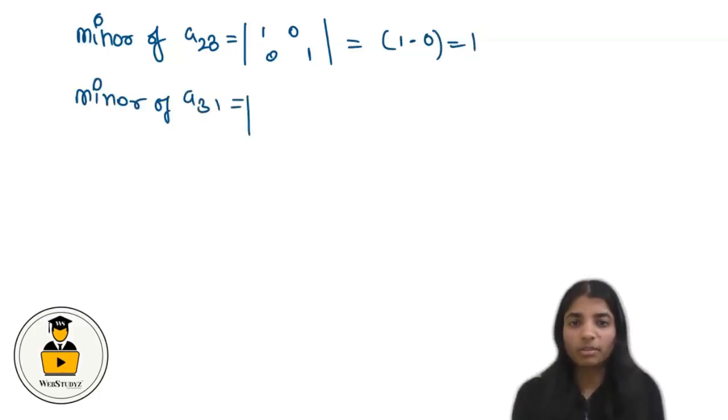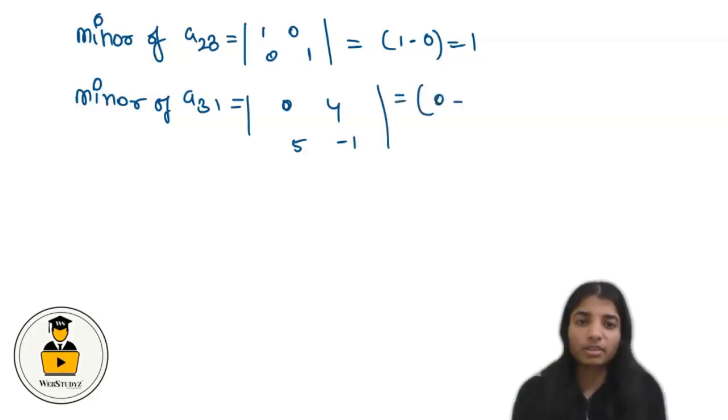Minor of A31, cancel the row and column in which A31 lies, and write the remaining in the form of determinant. So this from here becomes equals to 0, 4, 5 and minus 1. So 0 multiplied by the minus 1 is 0, minus 5 multiplied by 4 is 20. So this becomes equals to minus 20.